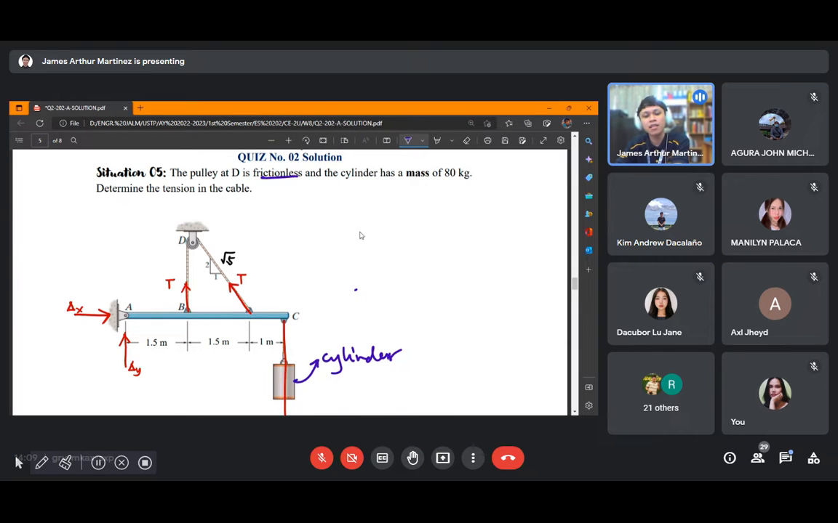At D, this pulley daw is frictionless, which means that this one rope, kaning isa ka rope, the same lang na iyang ka-experience nga tension. The same lang na nga reaction iyang ka-experience all throughout along sa iyang length, all throughout its length.